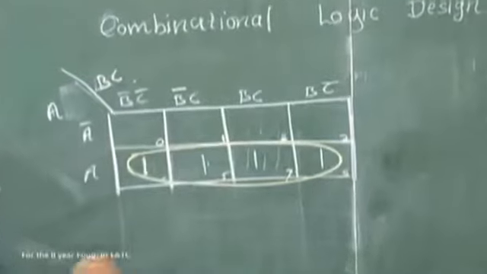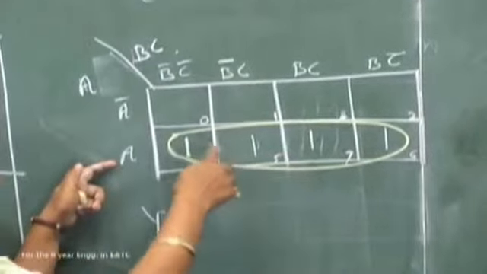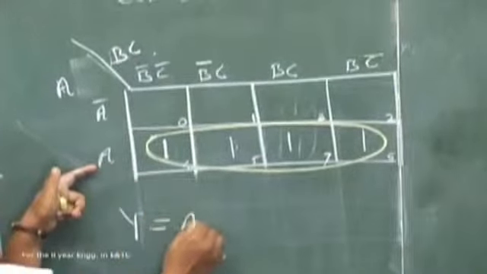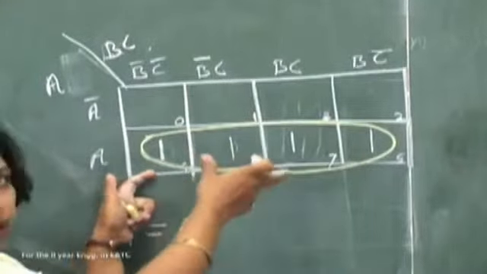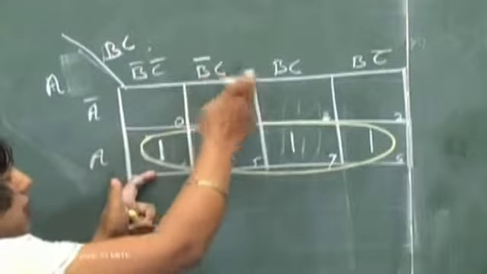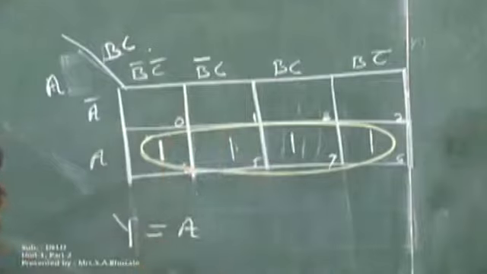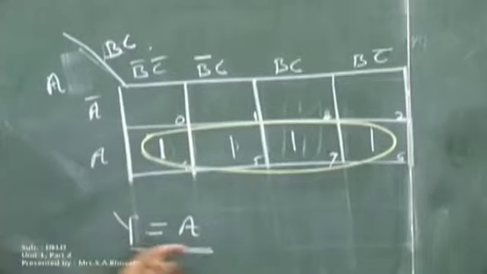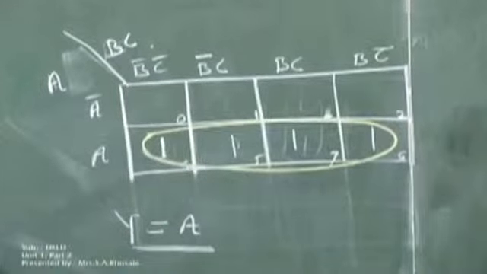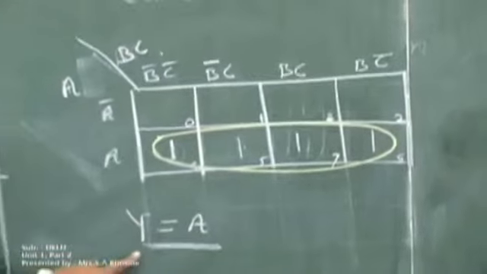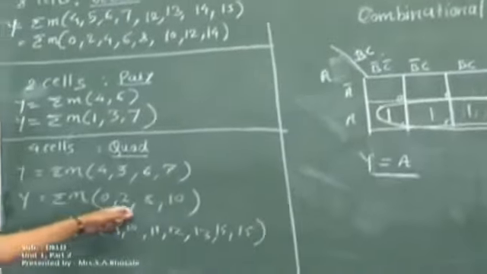Now see how to get the answer. If we see horizontally, the representation for these ones is A, and if we see vertically, no term is common here: B bar C bar, B bar C, B C and B C bar. That means there is not a single term which you can get common. So my final answer is y is equal to A. This is how I have reduced the given SOP equation using K-map and got the answer y equal to A. I will go for the next example, summation m 0 to 8, 10.